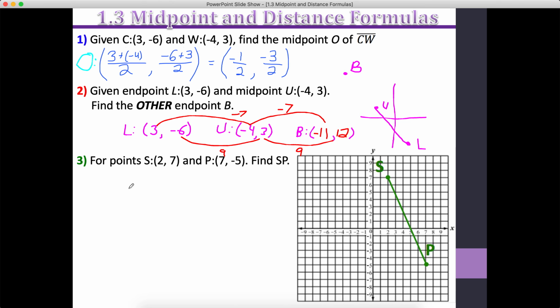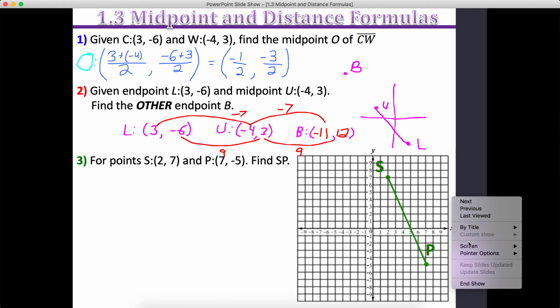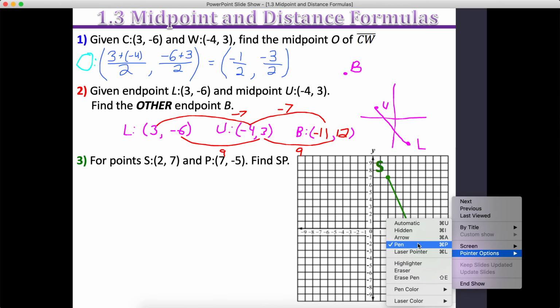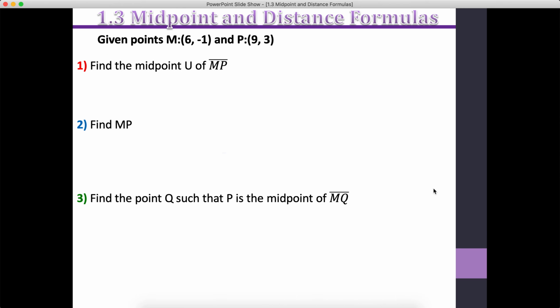So for number 3, for this point and this point, find SP. Remember, this is talking about finding the length of this segment, or finding the distance from point S to point P. So we could do it like the straightforward algebra way, I suppose. Whoops. Oh, there's supposed to be something there. My bad.